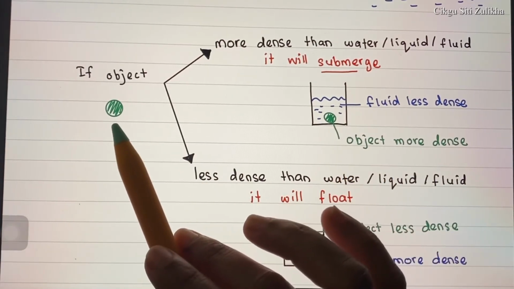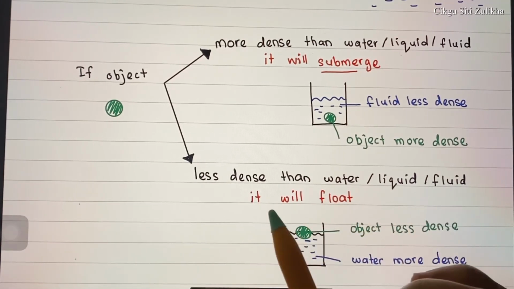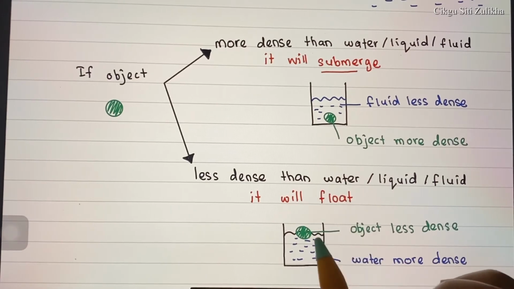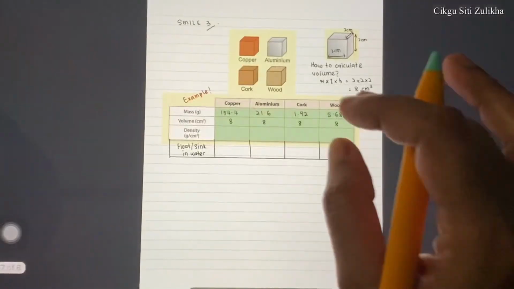But if that object is less dense than water, liquid or fluid, definitely it will float. Objek itu less dense, water more dense. So, dia akan float. Very simple concept. Now, kita cuba tengok aktiviti dekat sini.